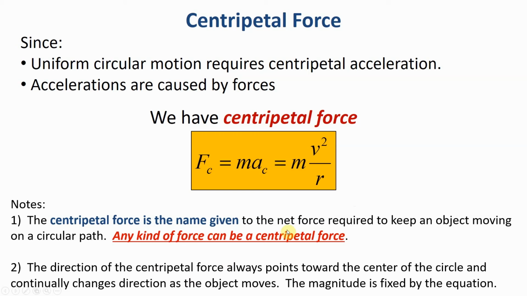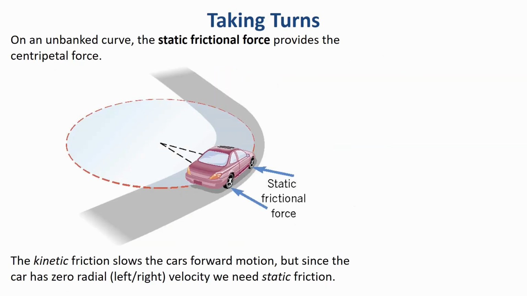So today we're going to do 3 quick examples of centripetal force and see what we learn. So number 1, if I'm in a car going to take a turn and I'm on a flat, level surface, it turns out that it's the static frictional force from the tires that provides the centripetal acceleration. So I'm going to say that the static frictional force is my centripetal force in this situation.